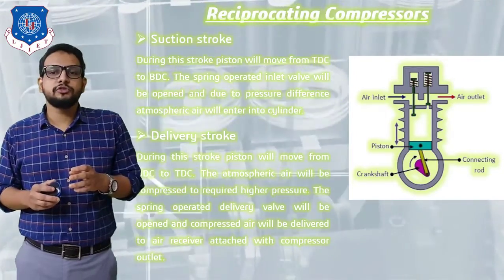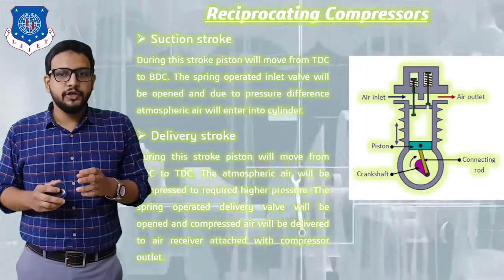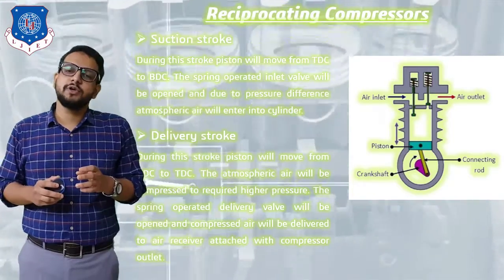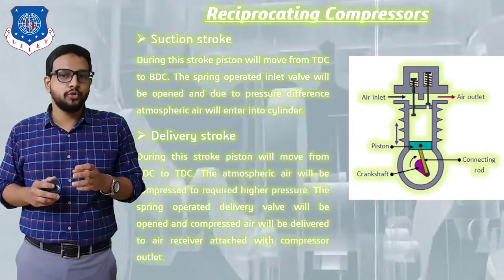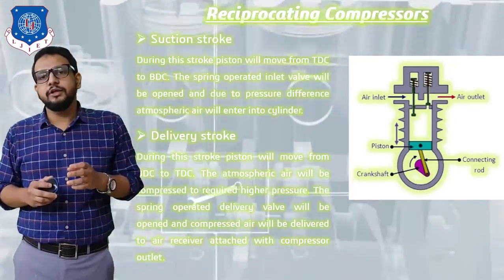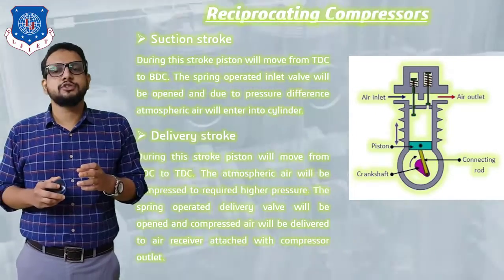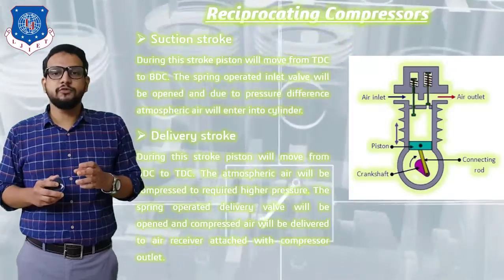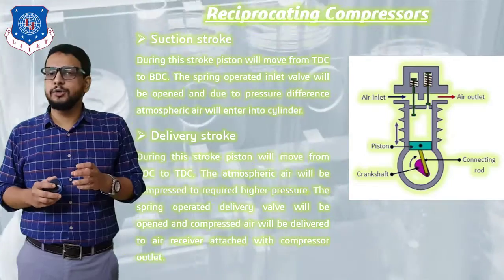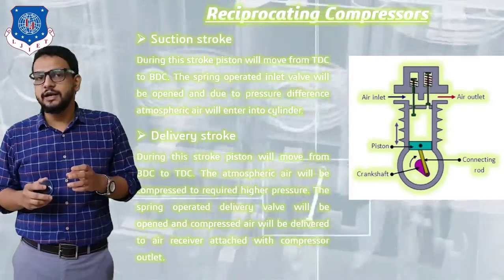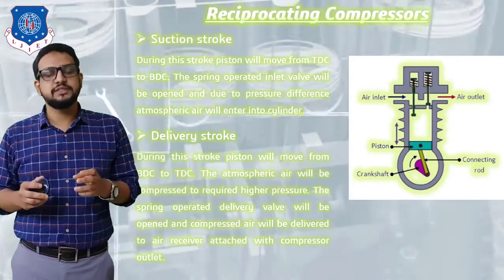As you can see on your screen, I have shown a diagram of a reciprocating compressor in which a cylinder, piston arrangement, connecting rod, crank and crankshaft are shown. On the top side, inside the cylinder head, there is a spring-loaded inlet and exhaust valve, operated by means of a spring. On one side, the air inlet is shown, where air is going to enter, and on the other side, the air outlet, from which compressed air will get out of this cylinder.